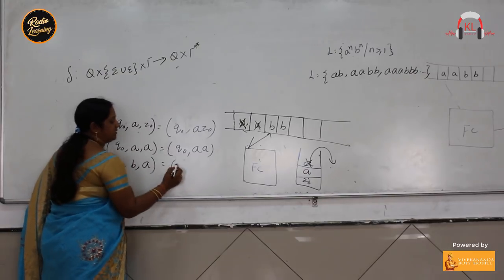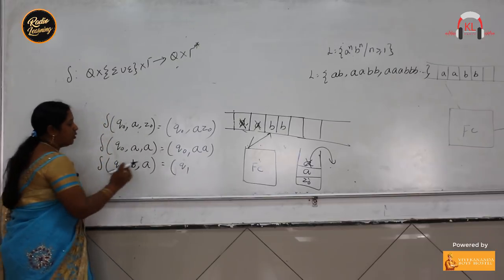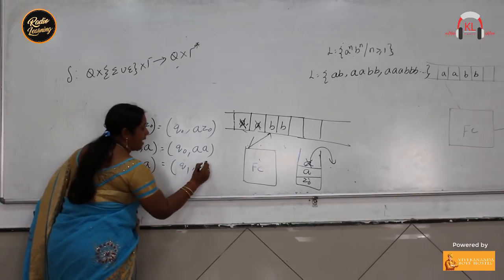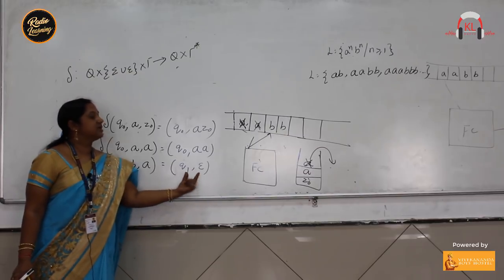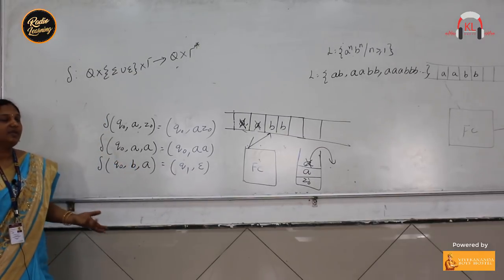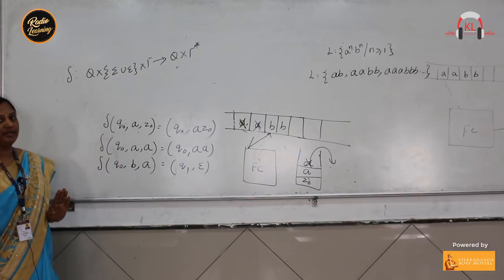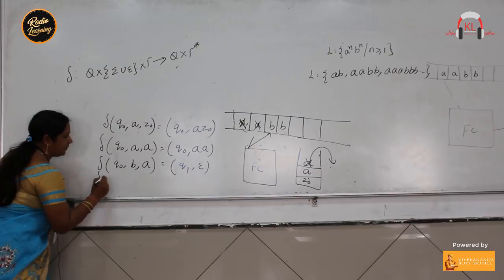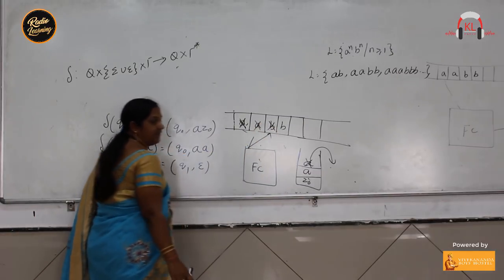Now I am changing my state, from Q naught to Q1. Now Q1, and here I am writing epsilon. Why am I writing epsilon? This indicates I just popped an element from the stack. This epsilon is the indication of the pop operation. Now B is over. So whenever I read B, I popped A from the given stack.